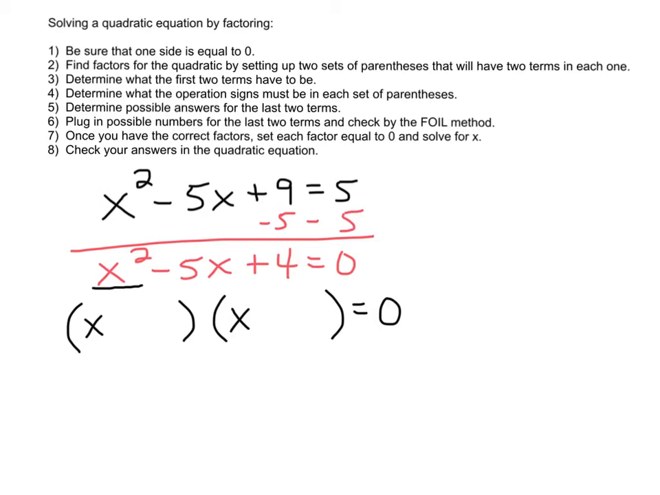Step number 4 says determine what the operation signs must be in each set of parentheses. So I am taking a look at this symbol right here. That sign is addition. In order to get a plus 4, that means that this sign and this sign have to be the same.